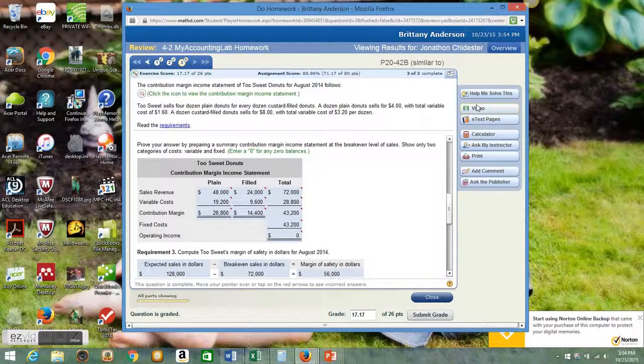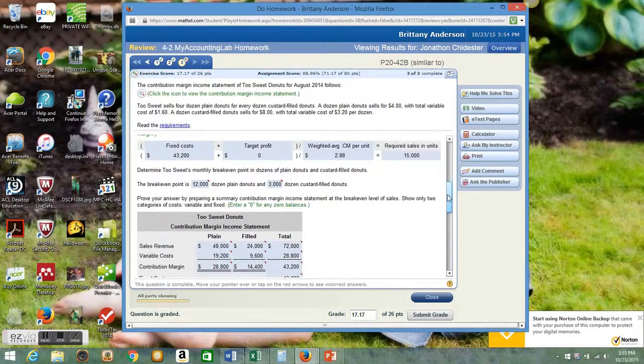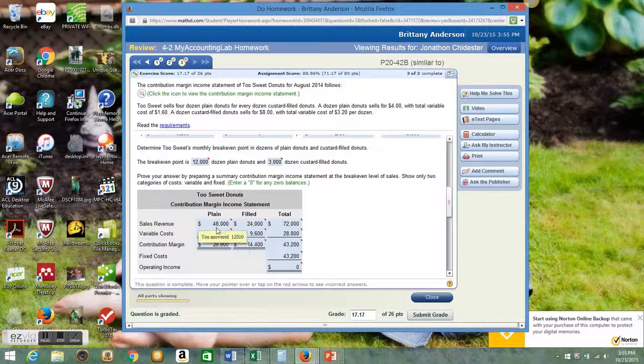Some feedback or demonstrate how to do the contribution margin income statement. As you look, you indicated based on your break-even of 15,000 units that to break even for your plain donuts, you need to sell 12,000 dozen donuts. And to break even for your custard filled, you need to sell 3,000. So the contribution margin income statement was asking you to indicate what your contribution margin is and your operating income is based on these break-even figures.